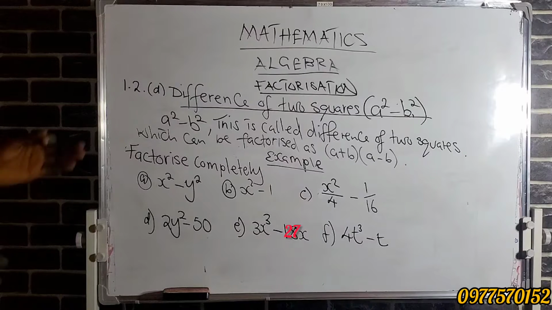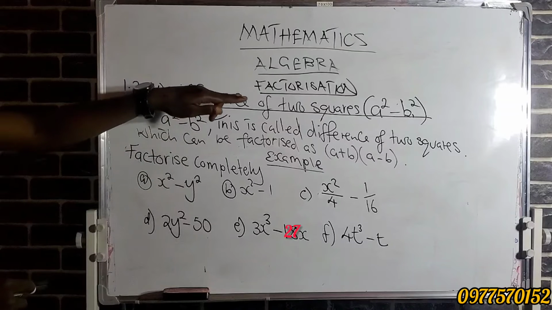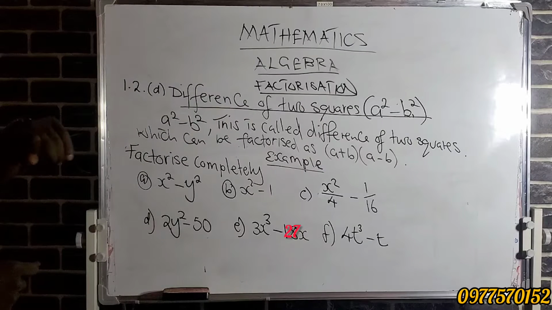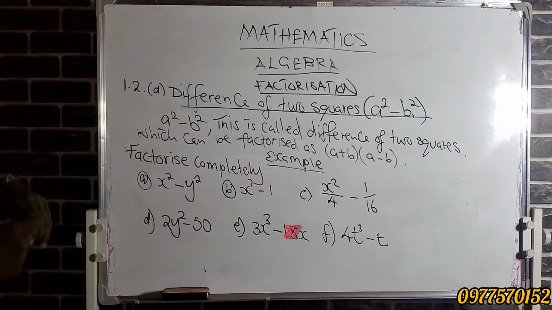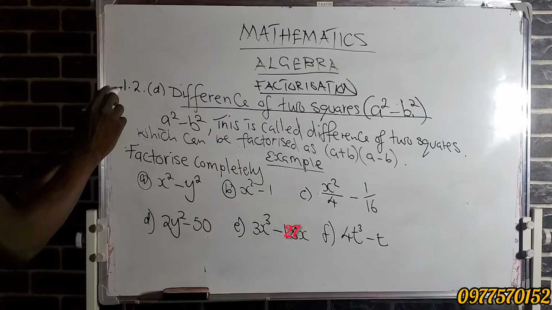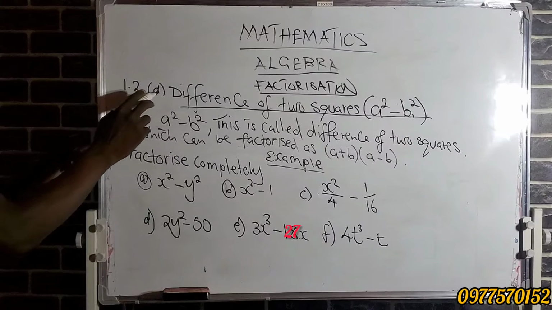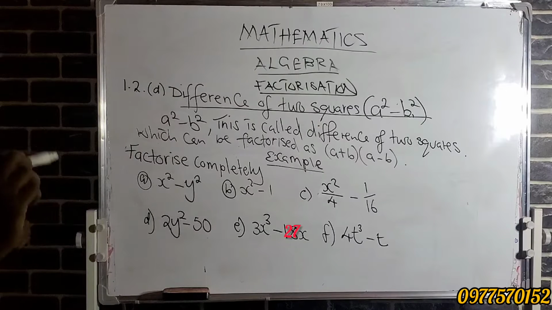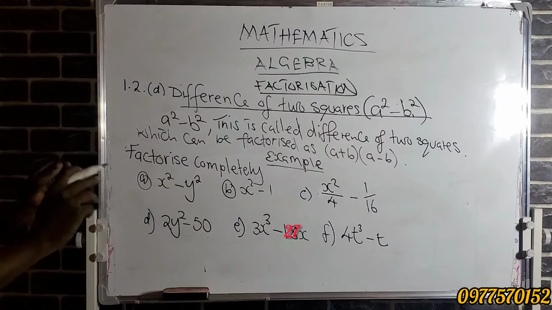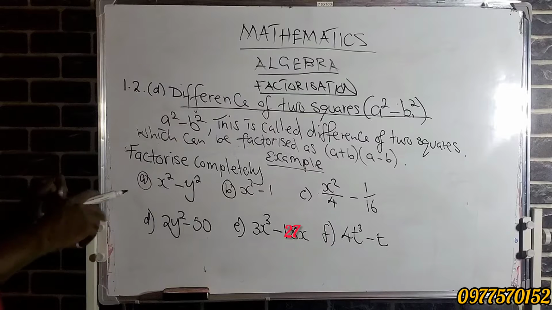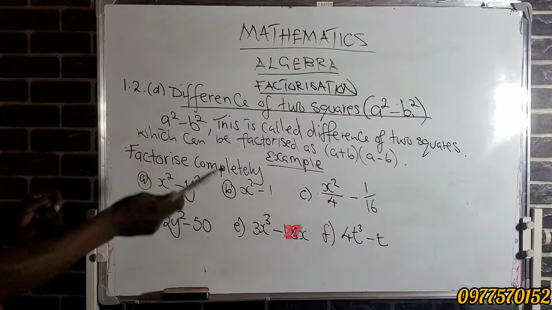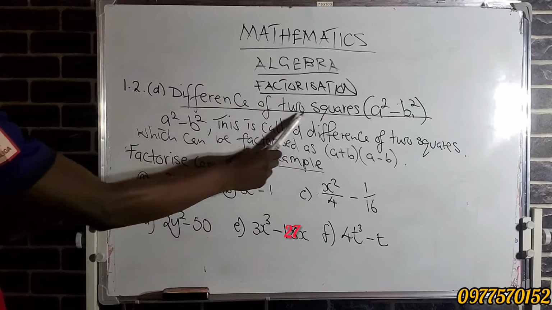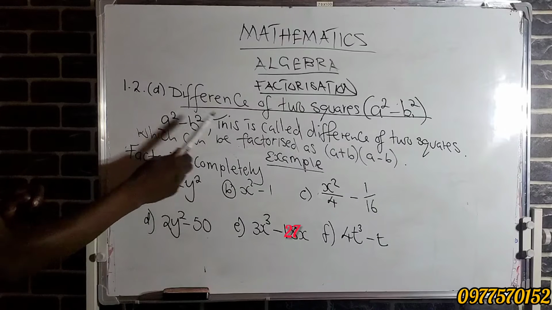Now we are still under algebra and factorization. In this lesson we're going to look at 1.2G under factorization, and this is the last part of factorization, the last type of factorization, which is the difference of two squares. The difference of two squares.